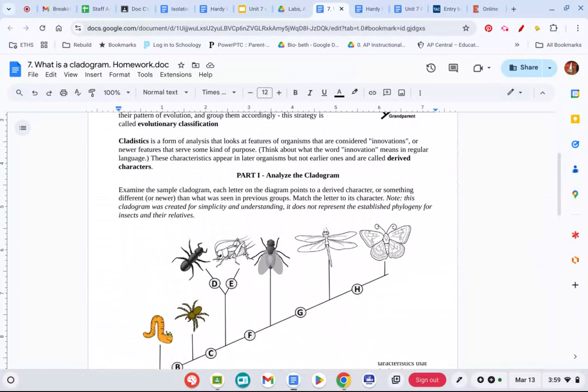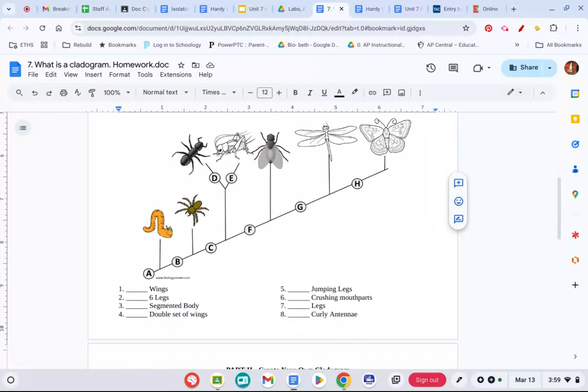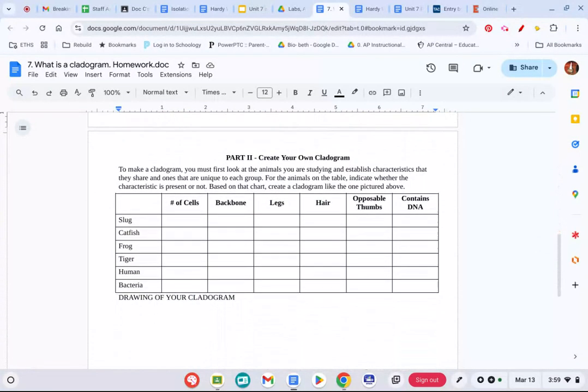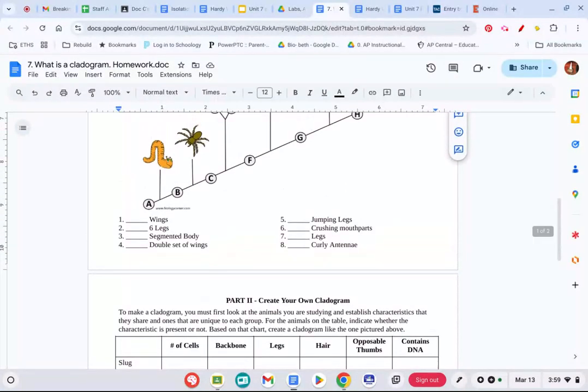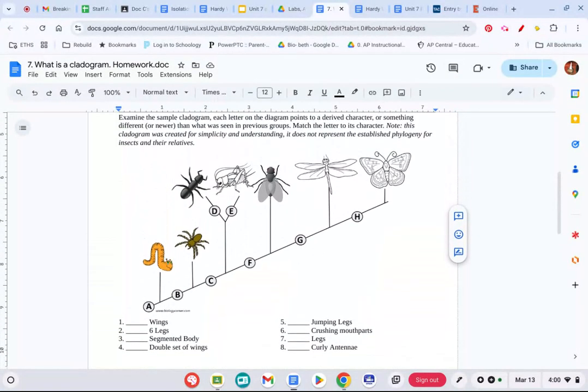And then we will go over that on Monday if you have any questions about it, because you should be prepared to be able to interpret cladograms as well as perhaps make your own. Okay, so I want to make sure that you understand how to do that.